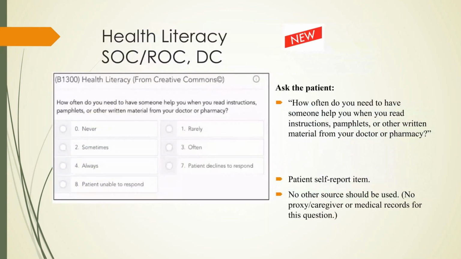Okay, so what does the question look like? That's the question that's in the OASIS. You're going to ask, how often do you need to have someone help you when you read instructions, pamphlets, or other written material from your doctor or pharmacy? And the choices are never, rarely, sometimes, often, or always. Patient can decline to respond. If the patient's not able to respond, you're going to mark he's not able. With this question, you cannot use a proxy or the medical record. It's patient only. So either you're going to get the answer from the patient, or we're going to say patient didn't respond.